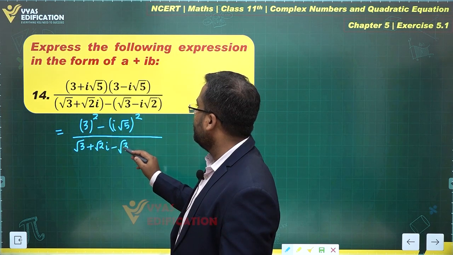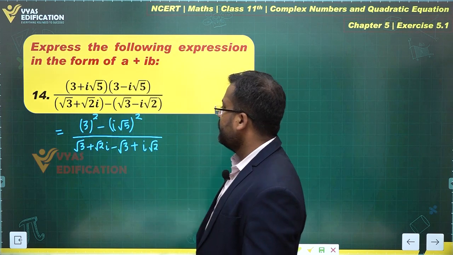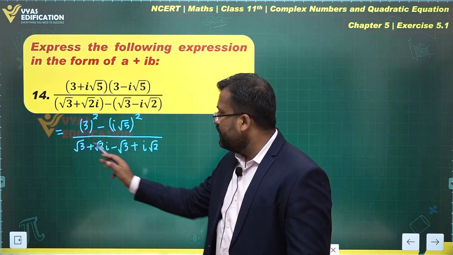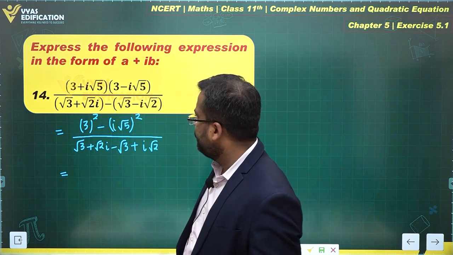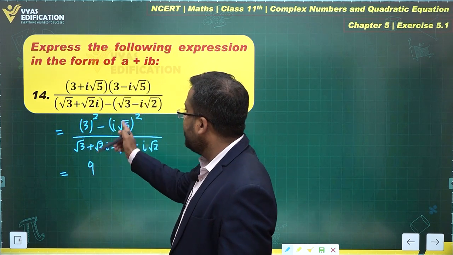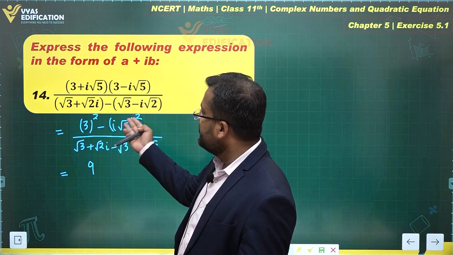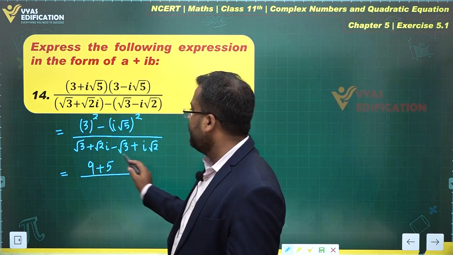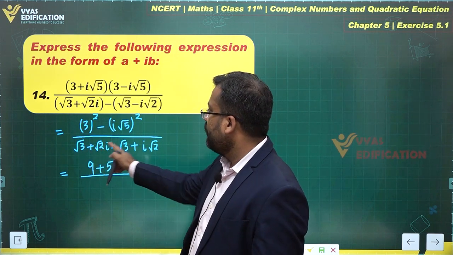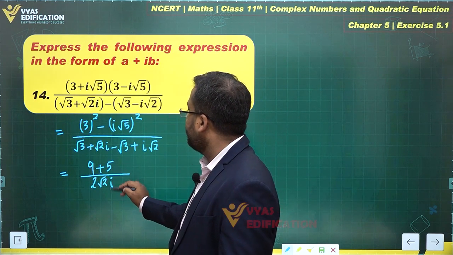Minus root 3 and plus i root 2. That's what you observe, right? So root 3 and root 3 will get cancelled from the denominator. What about the numerator first? This is 9. i square becomes minus 1, and root 5 square becomes 5. Minus of minus 5 becomes plus 5 in the numerator. In the denominator, root 3 gets cancelled, and root 2i and root 2i will be equal to 2 root 2i.